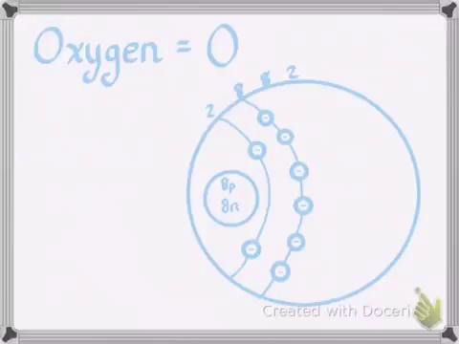After you have drawn the nucleus, you put the amount of protons and neutrons that are in there, because protons and neutrons make up the nucleus. So, it is written 8p, which stands for 8 protons, and 8n, which stands for 8 neutrons.